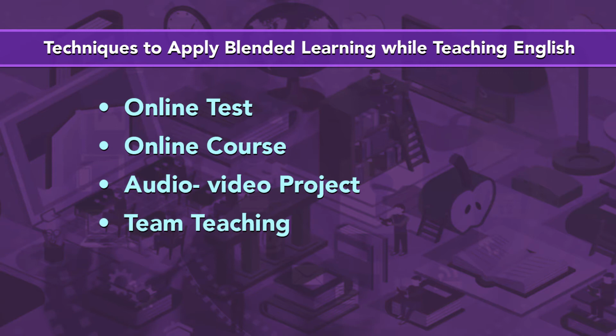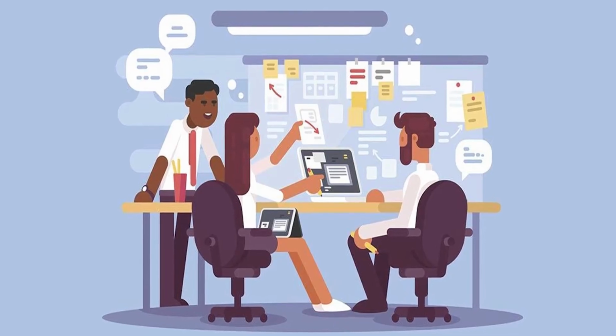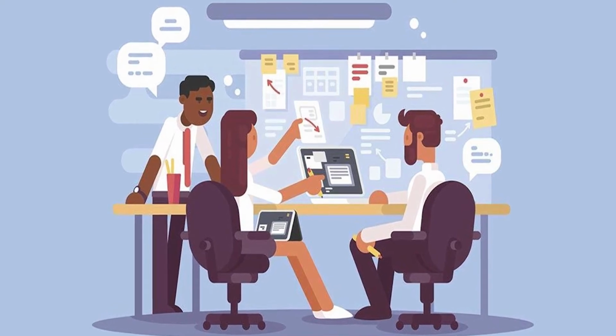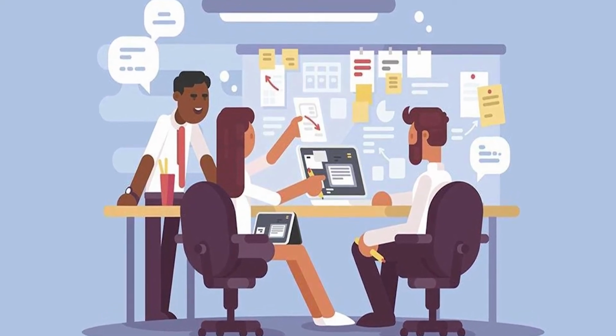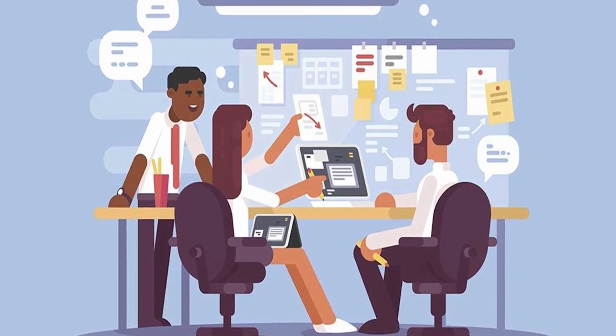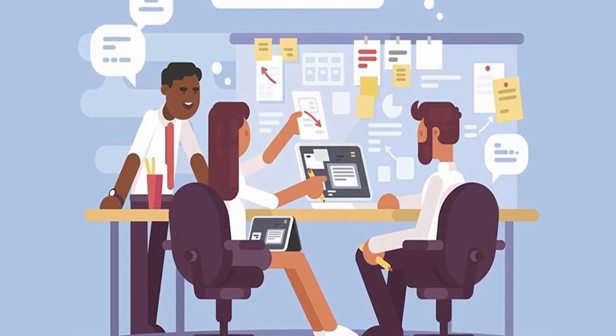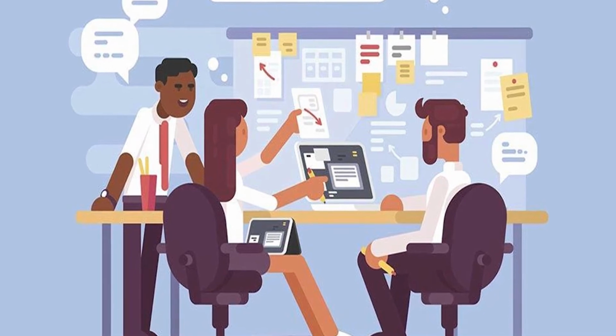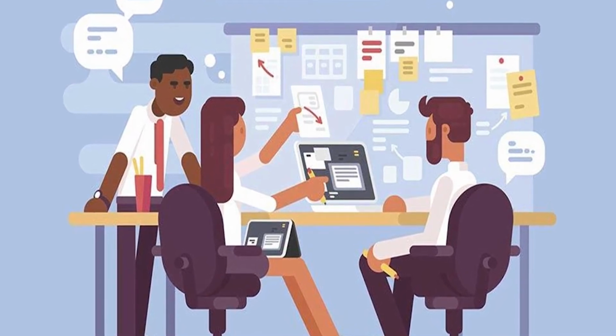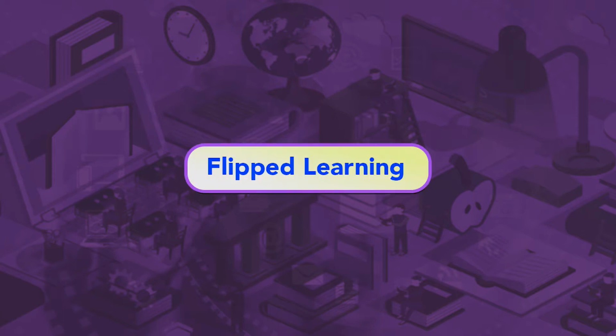In blended learning, you can apply another method, that is team teaching also. In blended learning, what can a teacher do? A teacher can synchronize physical format. So there are many different techniques, many activities that a teacher can cover while using blended learning in their classroom. These are just examples. Now, another latest trend of English language learning is flipped learning.